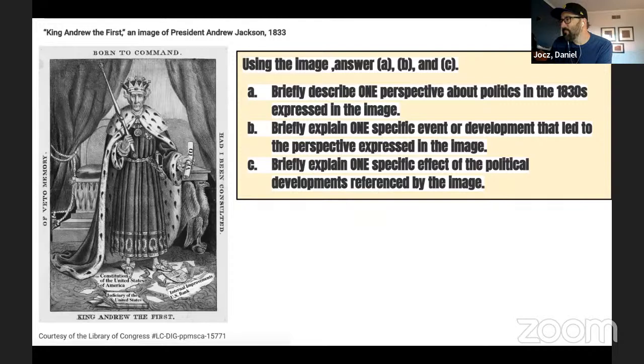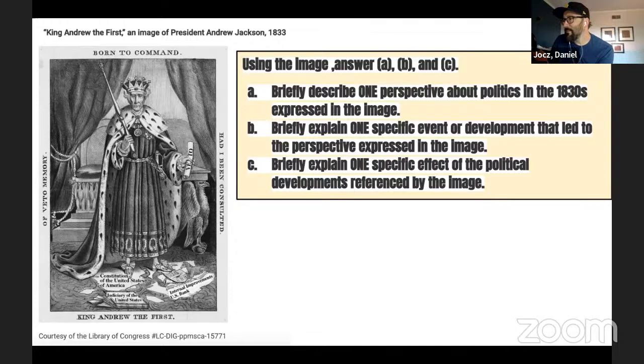And so what do you make of it? What is the perspective about politics in the 1830s? What would you say if you saw this particular cartoon? It's asking you a question about politics in the 1830s. What do we got here? Okay. See, Andrew Jackson, the tyrant. Okay.